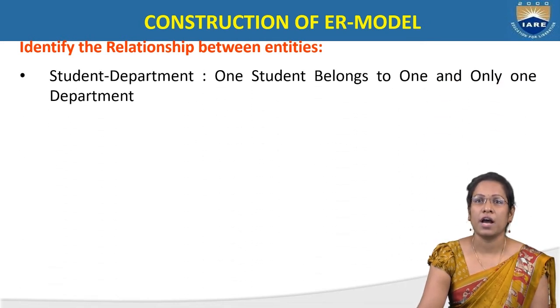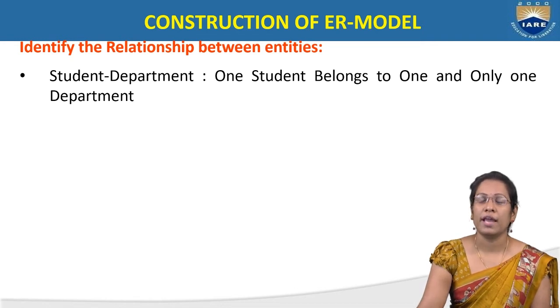First, how many entities have I taken? Here I have taken student, department, course, faculty and research project. Among these five, I am going to show the relationships between different entities. The first entity is student and the second entity is department. There is a relationship between the student and the department.